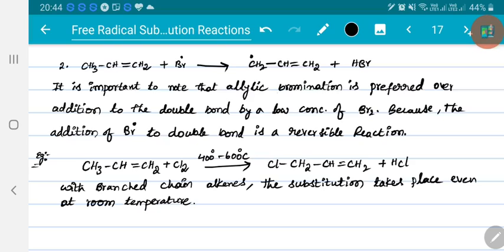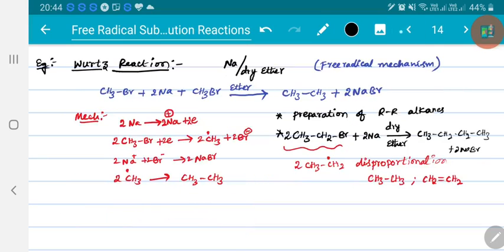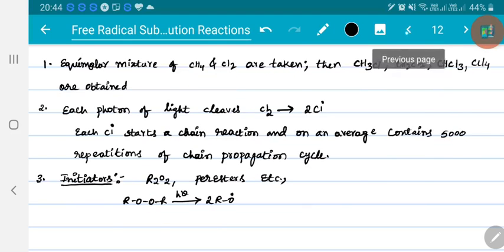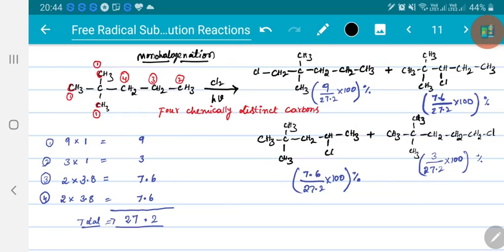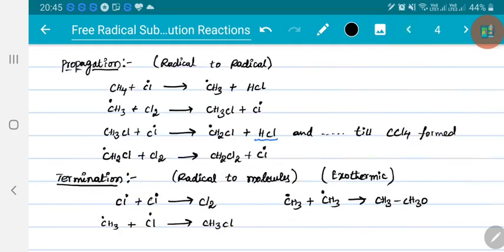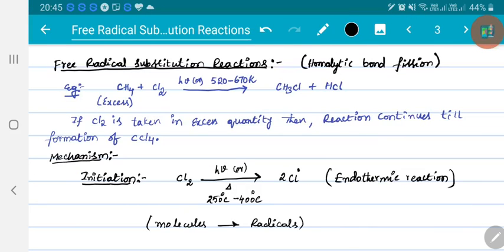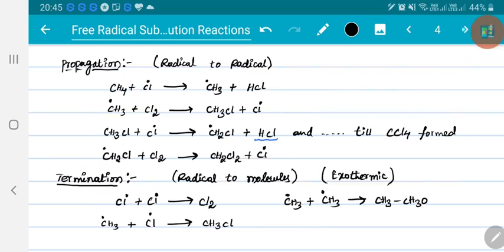So we are discussing free radical substitution reactions. First one we have seen in presence of sunlight. Next we have seen arylation of aromatic compounds. First one we have seen simple halogenation. Through free radical substitution reactions, homolytic bond cleavage, halogenation, maybe chlorination, bromination, fluorination, iodination.